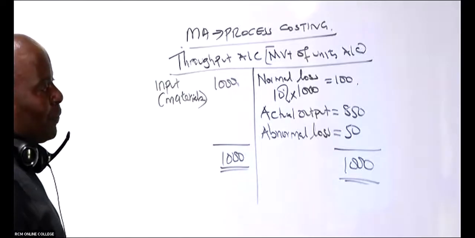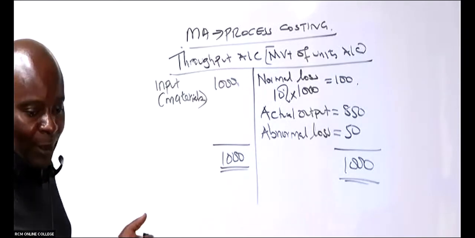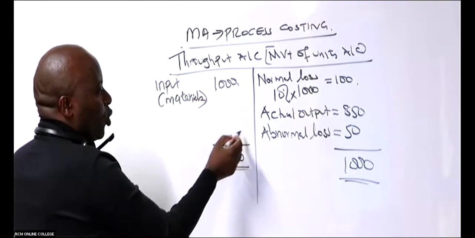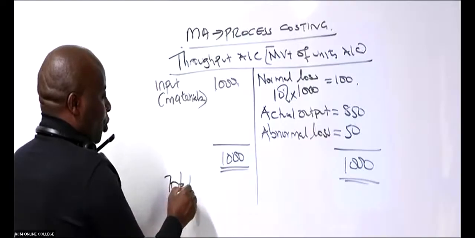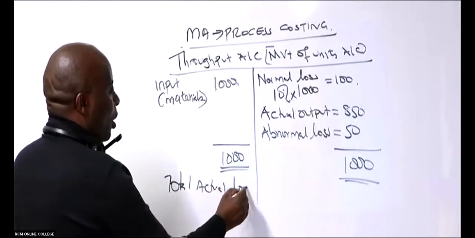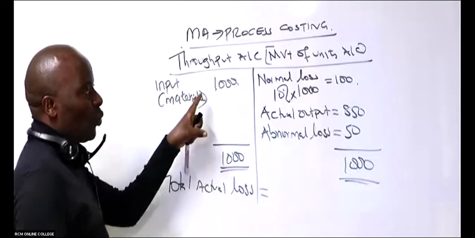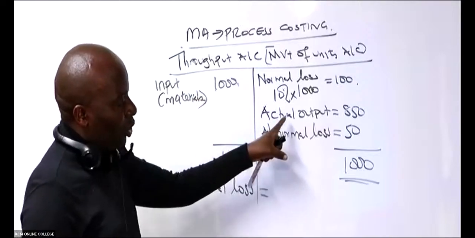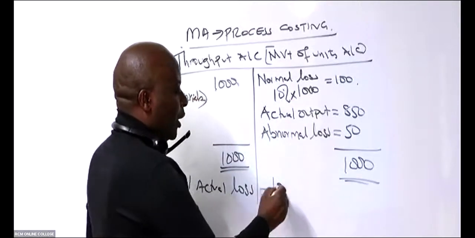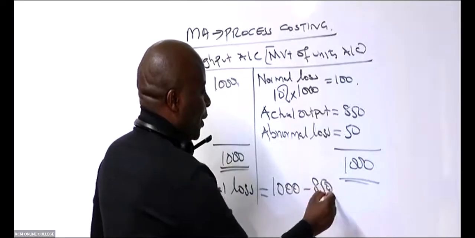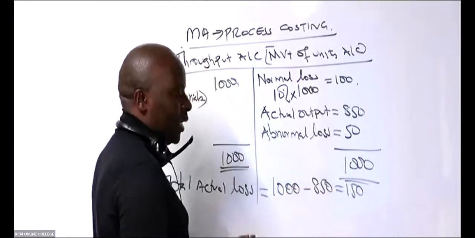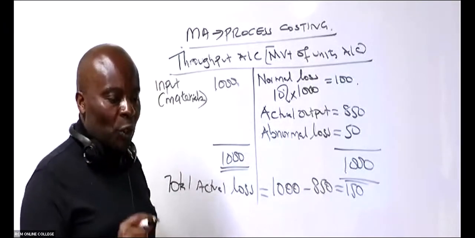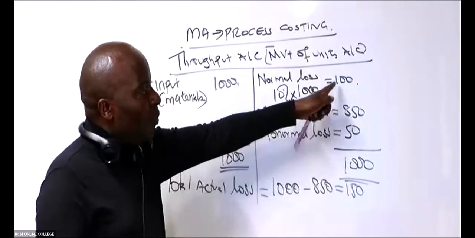Now, remember yesterday, I tried explaining that when you look at the total actual loss, into the process we did put in 1,000, but we actually got 850. So 1,000 minus 850 gives me 150 as the total loss. And this total loss of 150 is more than the normal loss.